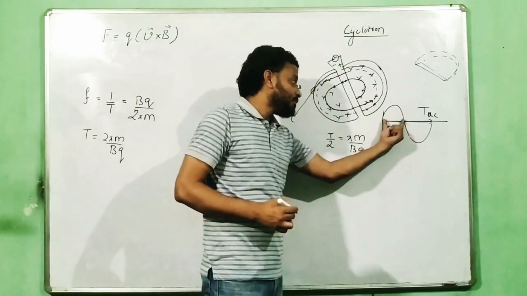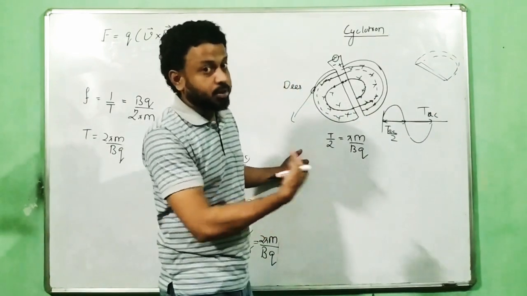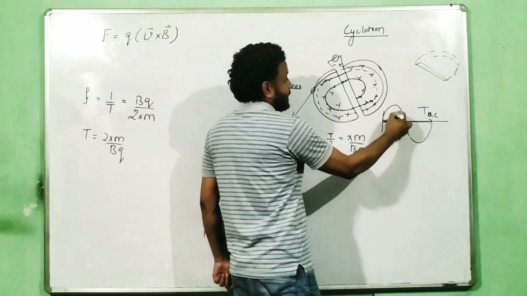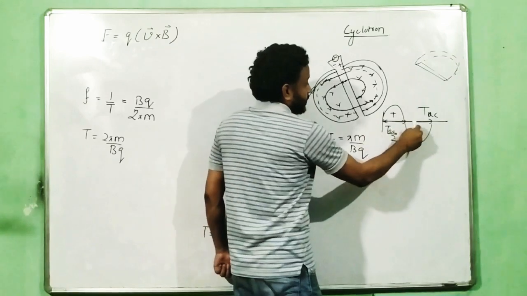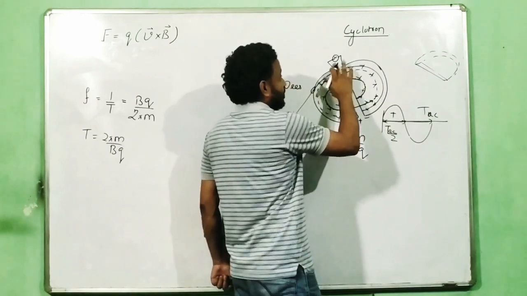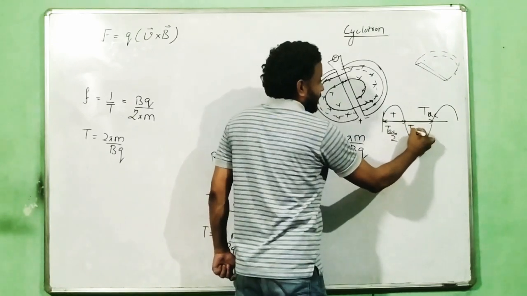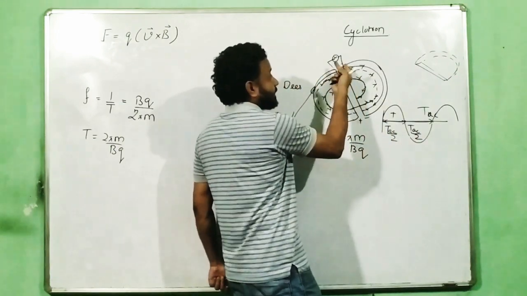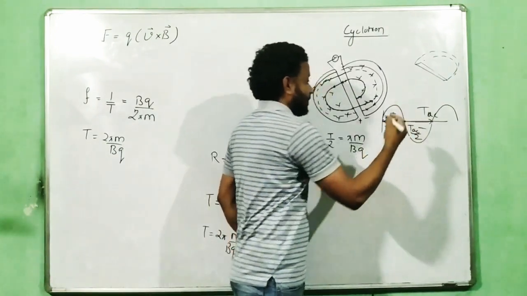Now this half time period of the AC signal has to be the same as the time taken to rotate half a circle. Because when I started with this as plus and this as minus, by the time it comes over here, it should change. The polarity should become negative here and positive there. When it again comes over here, again after T_AC by 2, the polarity is changing. So this will become minus, and then again it will become plus.